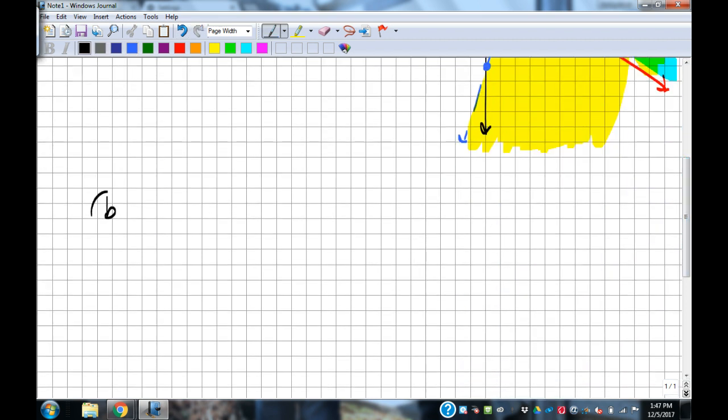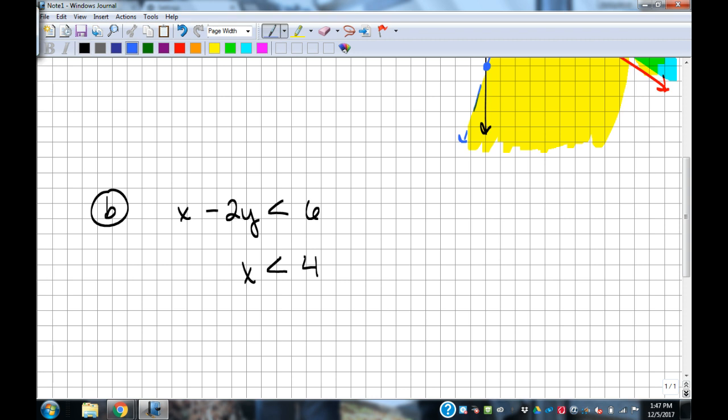Okay, let's look at this one. x minus 2y is less than 6, and then x is less than 4. What's wrong with the first one? It's not in slope-intercept form, so let's get it there.